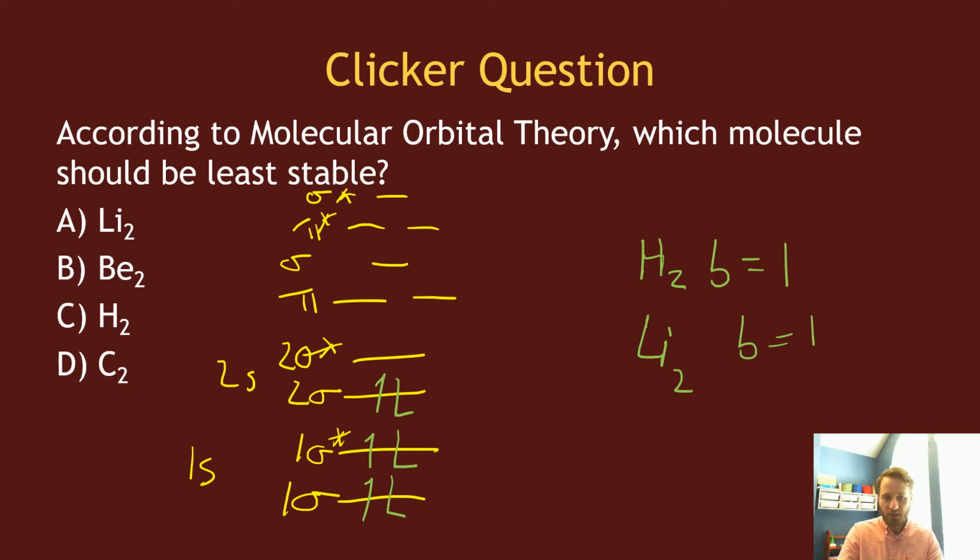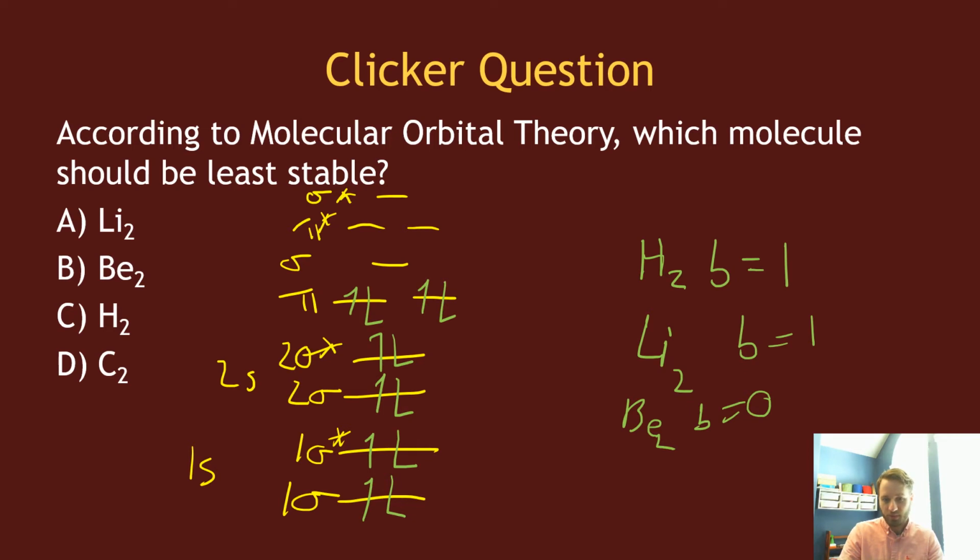Okay. Next is beryllium. Beryllium is going to put in 2 more electrons, since it's got 2 more electrons than lithium. So for beryllium, our beryllium dimer, our bond order is 0. So this guy's not going to actually form a dimer. And then finally, we have carbon. Carbon has 2 more electrons than beryllium, so I'm going to put in 4 more electrons total. And so there you go.